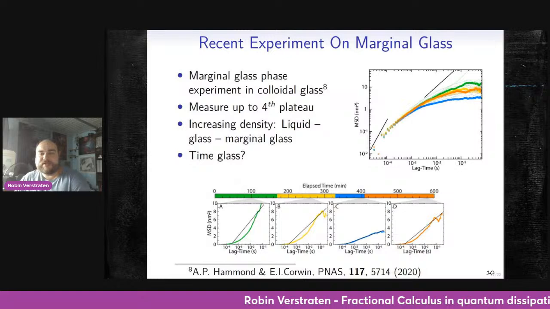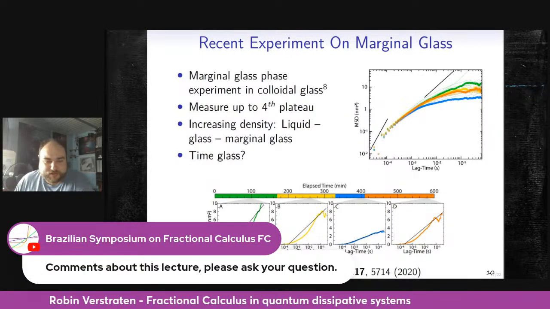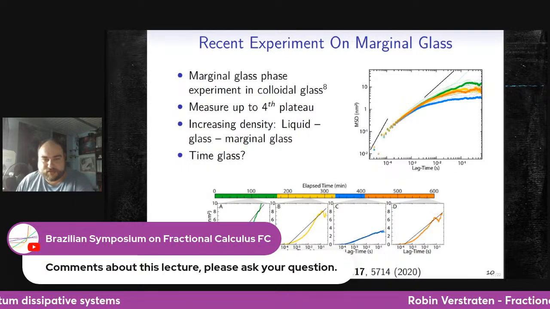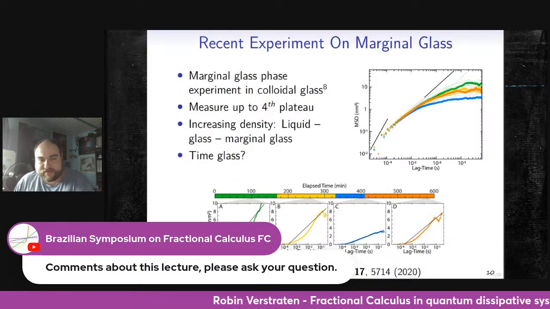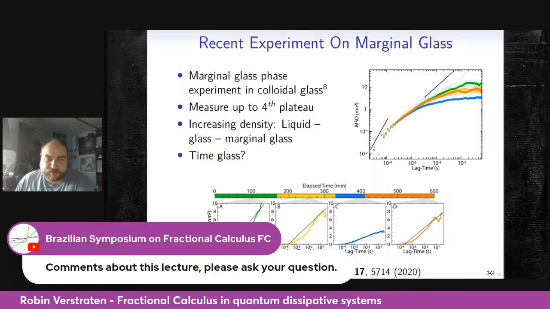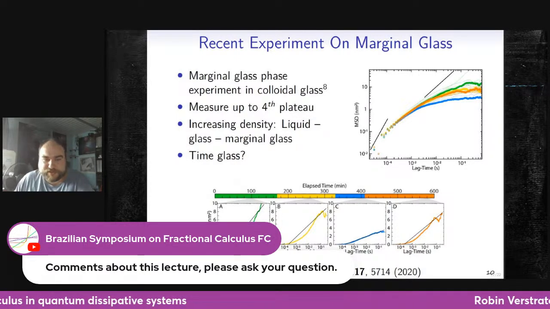Now, let me just convince you very quickly. There are some experiments on marginal glass, and I think here you only see the increases between the plateaus, but they have some strong evidence that actually they might have measured a time glass, even though at the time they thought it was a marginal glass. But they only measure 4 plateaus, and so it's probably a time glass.